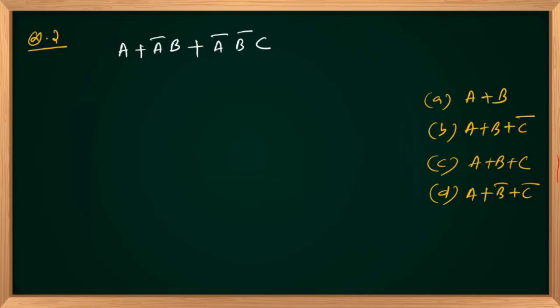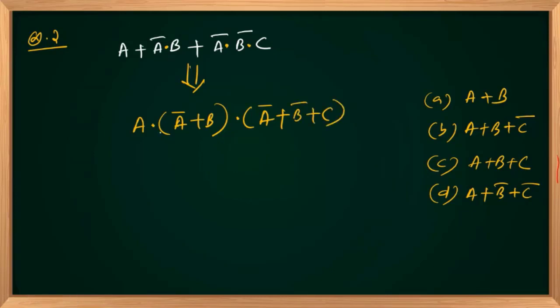If you are not able to solve this, you are confused, no problem. Let us take the dual of the given expression. What is the dual of this expression? It will be A·(A' + B)·(A' + B' + C). So if you take A into the bracket here, we'll get A·A' + A·B, taking the dual.